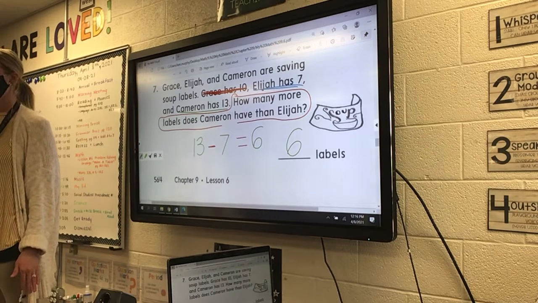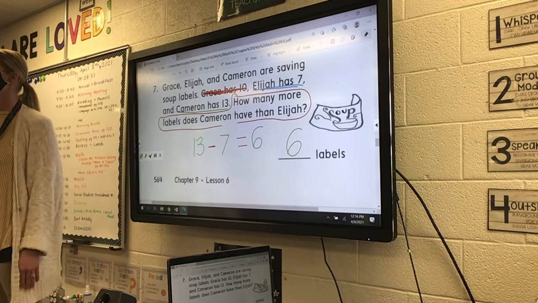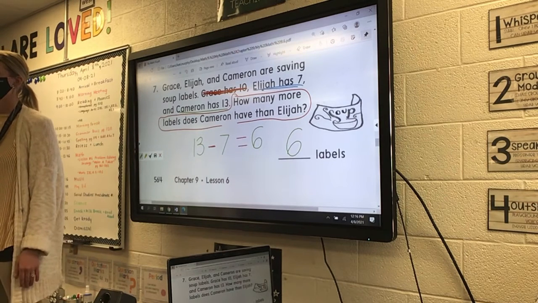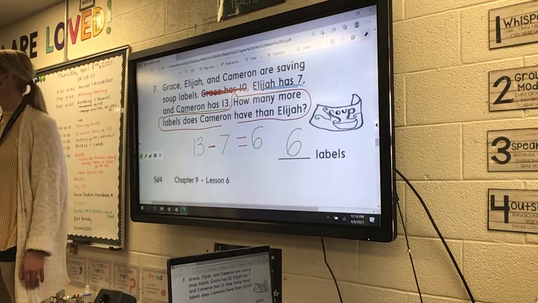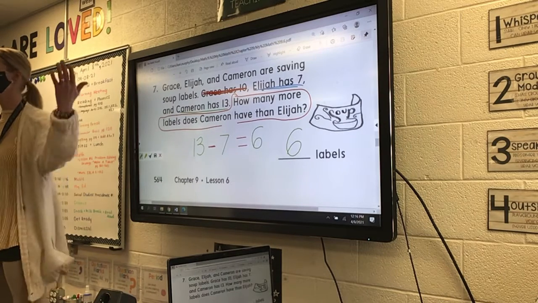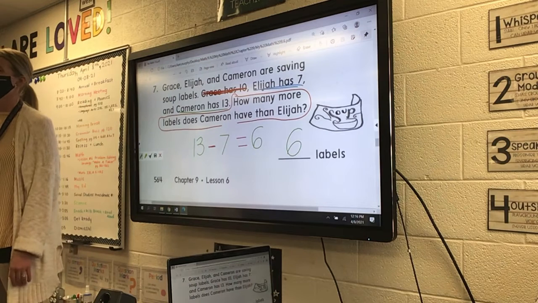Wait. We just went to the bathroom, like literally 20 minutes ago. Did you come back and go to the bathroom right away? Why not? Why did you forget? That's your only time to go to the bathroom.